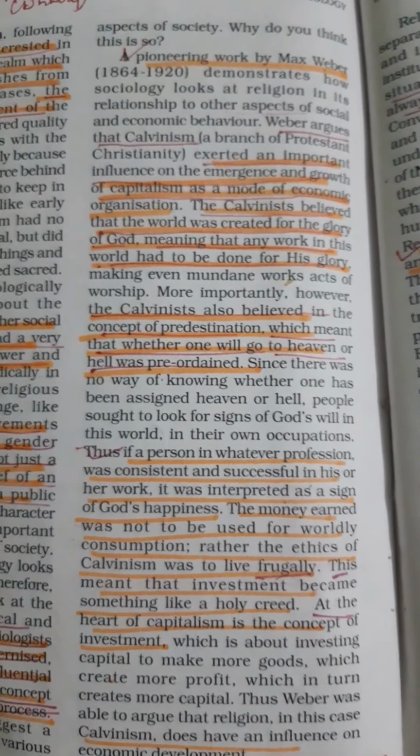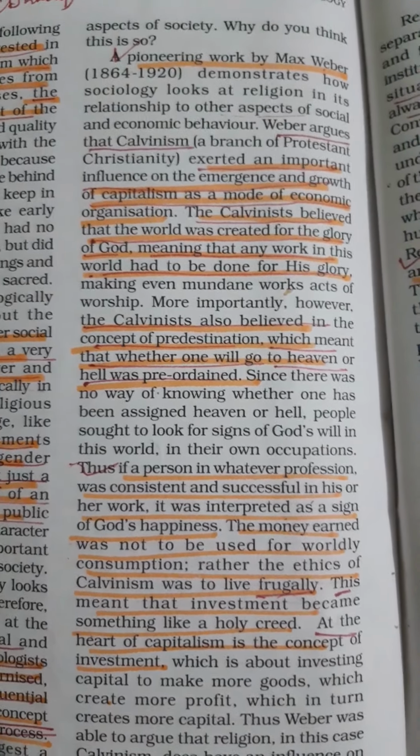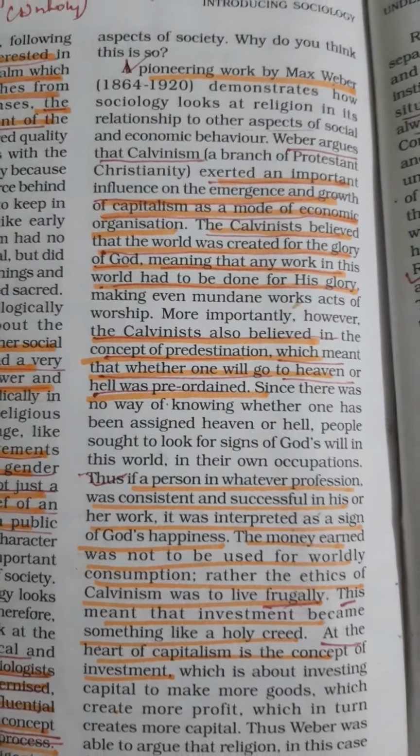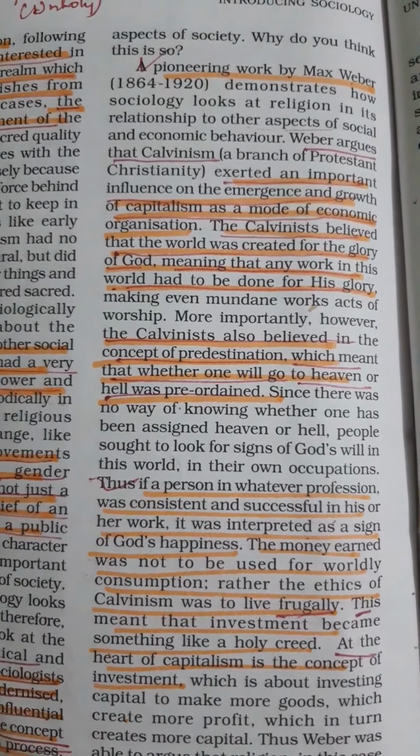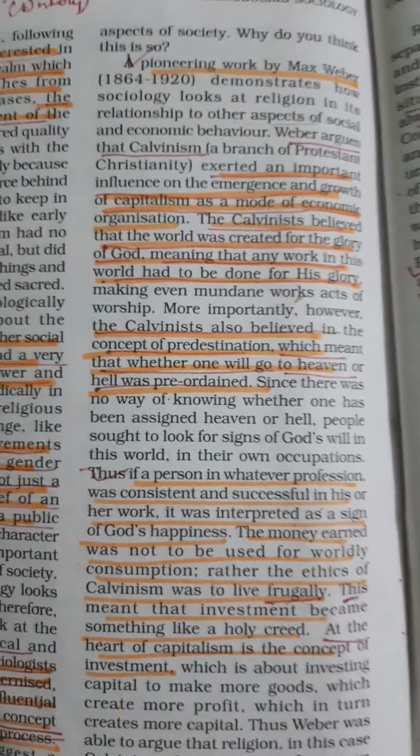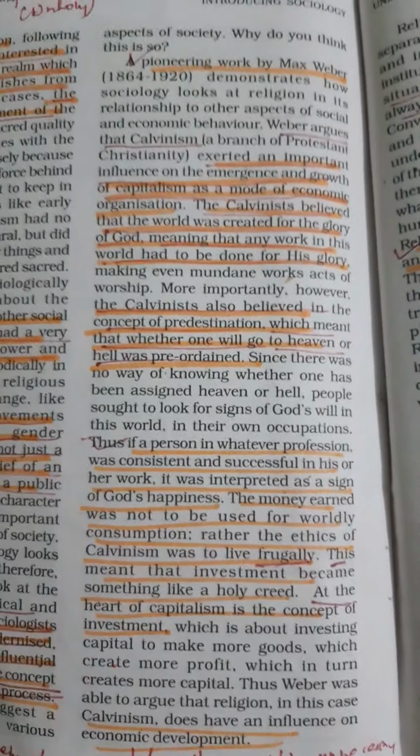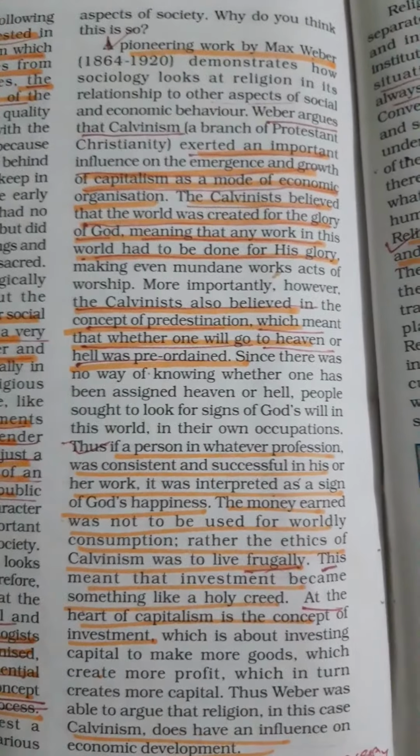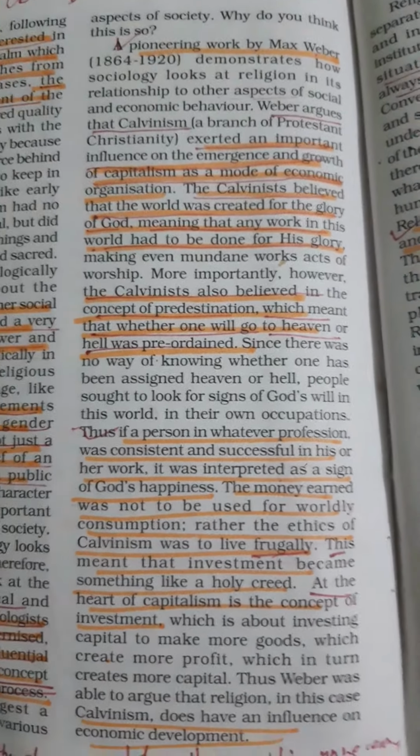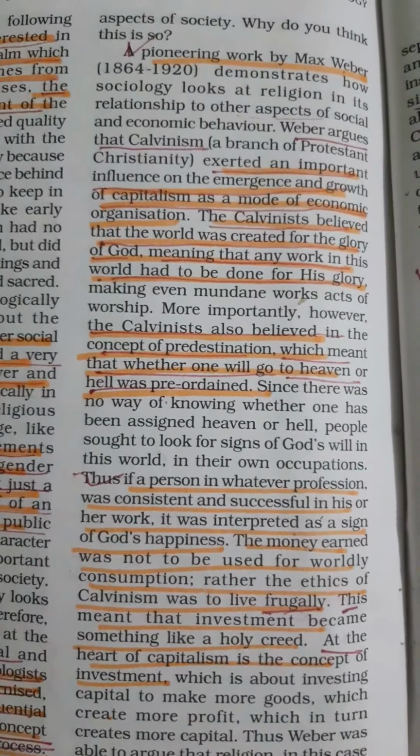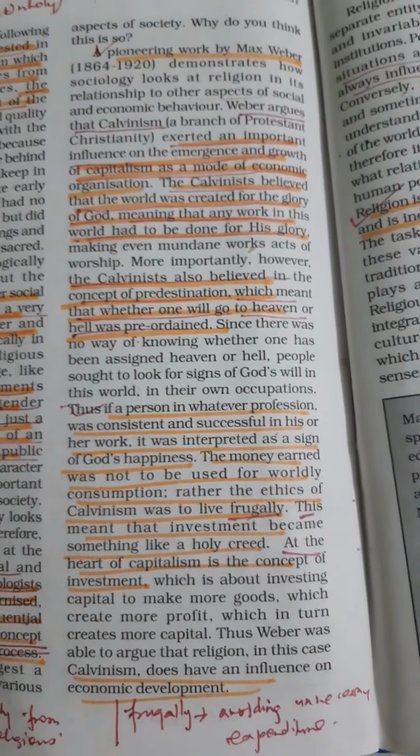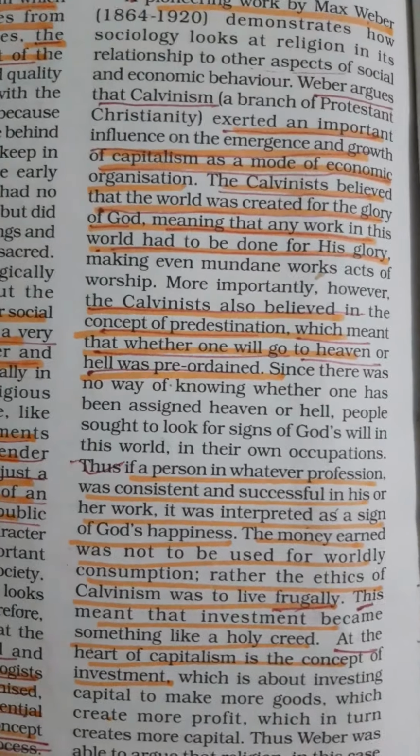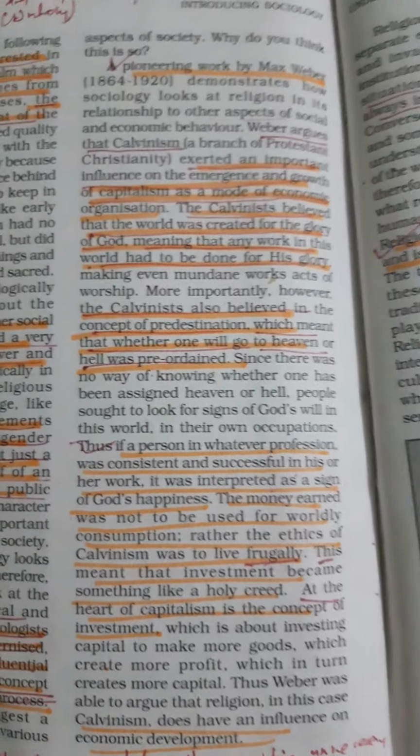We have studied capitalism earlier. Capitalism is basically a mode of production where there is the owning class and there are the laborers. These Protestants contributed to the formation of capitalism. The Calvinists believed that the world was created for the glory of God, meaning that any work in this world has to be done for his glory. So these Calvinists worked all day and night. They earned a lot of money, but they did not use it for their own enjoyment or for unnecessary expenditure, and all that they earned they invested in the name of God.